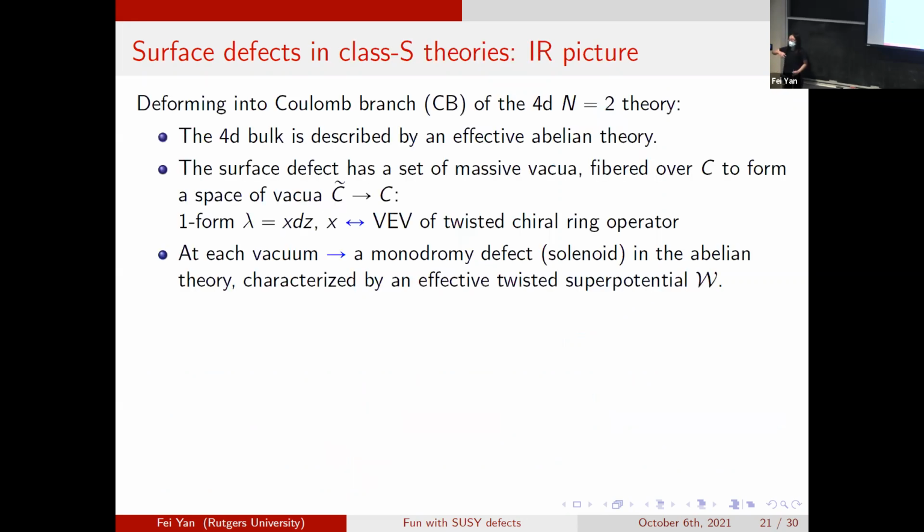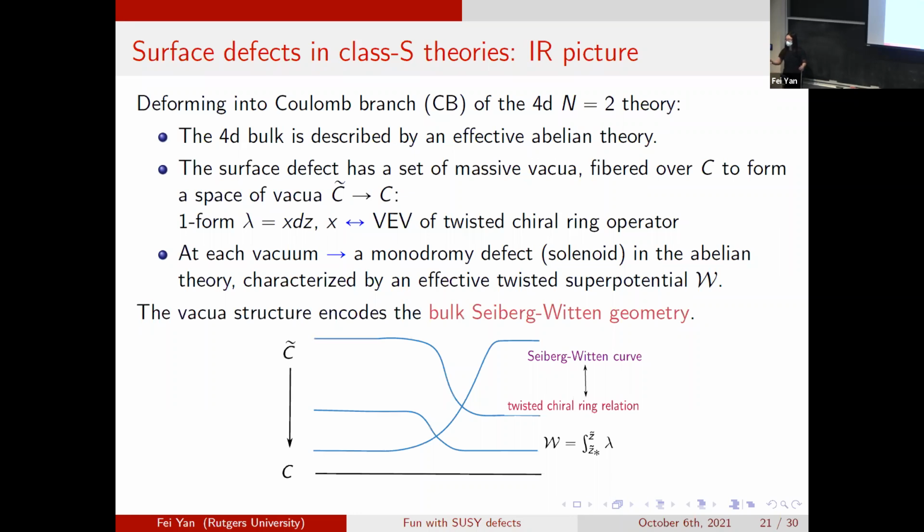And then again, one can go to the Coulomb branch for the bulk. And then what happens for the defect is it's going to develop a set of massive vacua. I will not talk about most of the details here, but just to say that effectively around each massive vacuum, what you have is some sort of monodromy defect or solenoid in this effective low energy theory. And the bottom line is this vacuum structure of the surface defect really encodes the spectral geometry. So by studying this vacuum structure of the surface defect, you would be able to recover this branch covering C tilde over C.